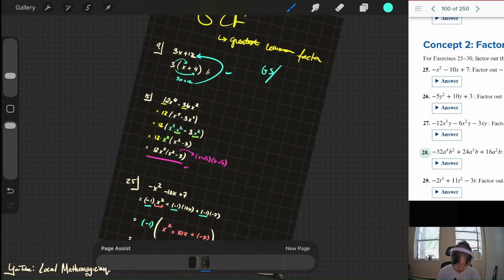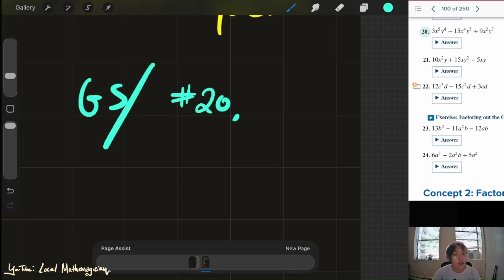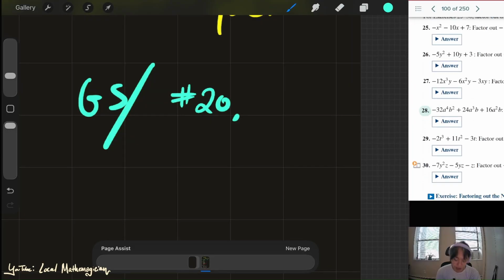For Gradescope purposes, we did number 25. So I'm going to have you do number 20. And actually, I'm going to torture you a little bit and have you do number 28 as well. All right?